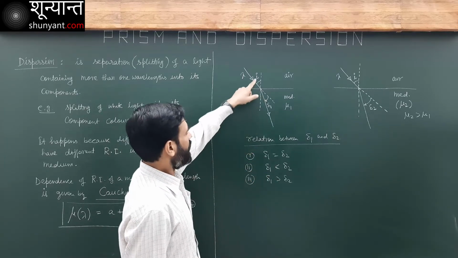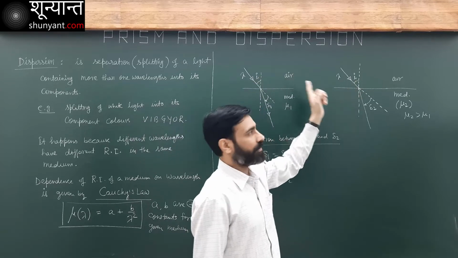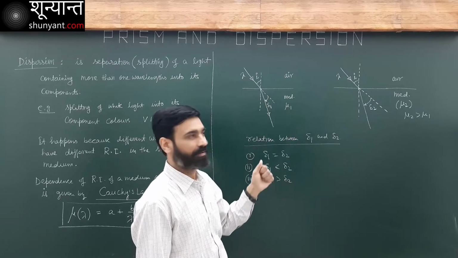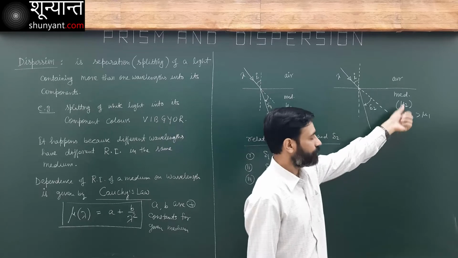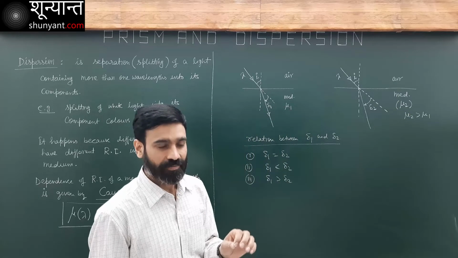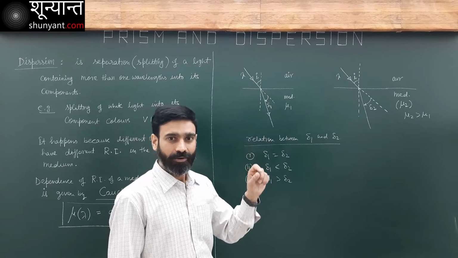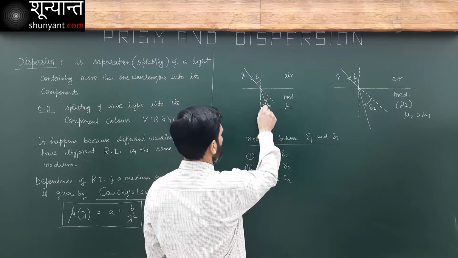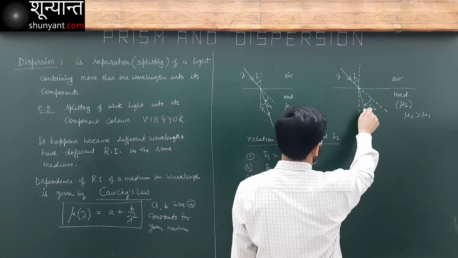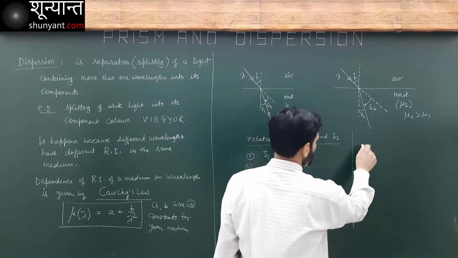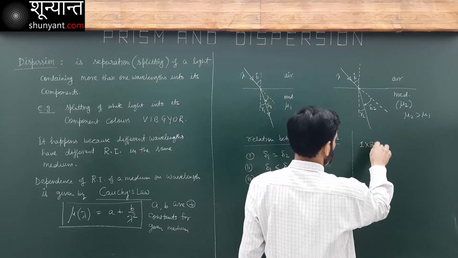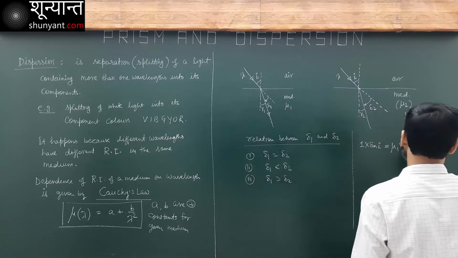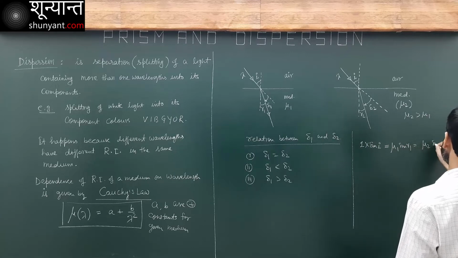The angle of incidence is the same in both. Lambda is the same. But now the medium is different. This is medium mu1, this is medium mu2. If the medium is different, then the angle of refraction is going to be different. Let's say it is R1 here, and this angle is R2. Now 1 times sin I is going to be equal to mu1 sin R1, which is equal to mu2 sin R2.